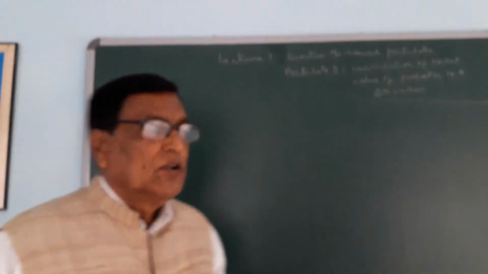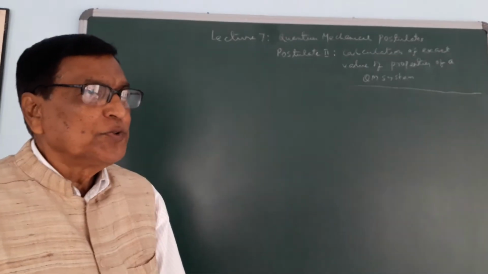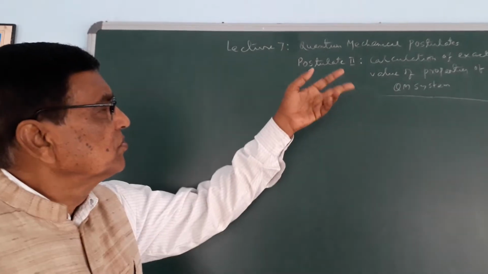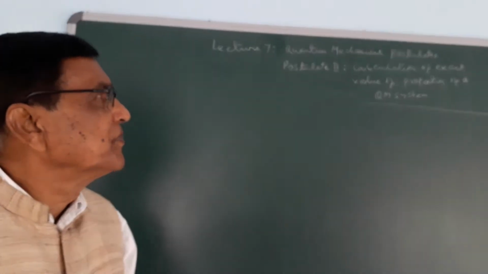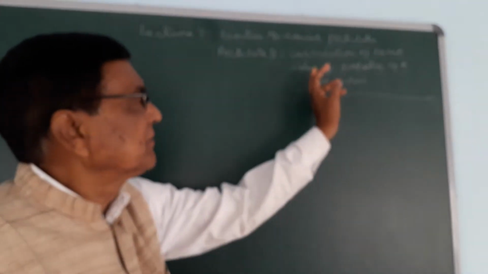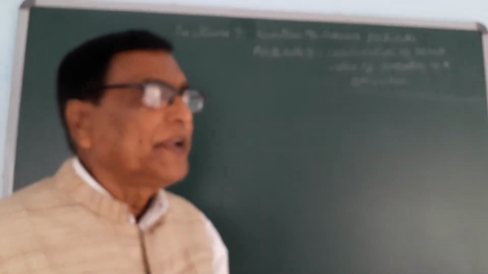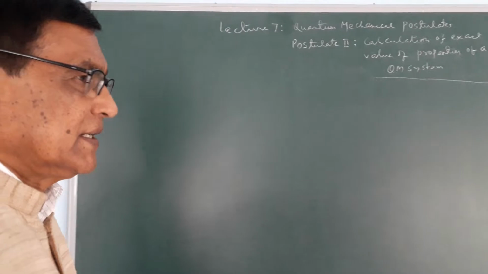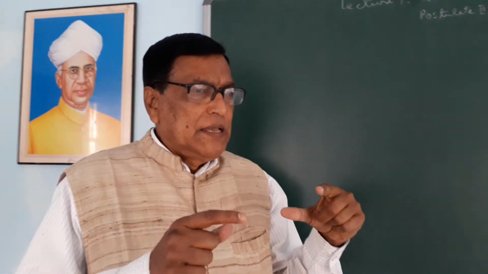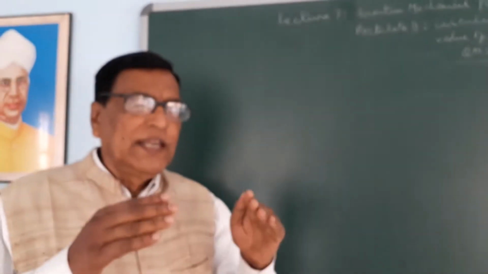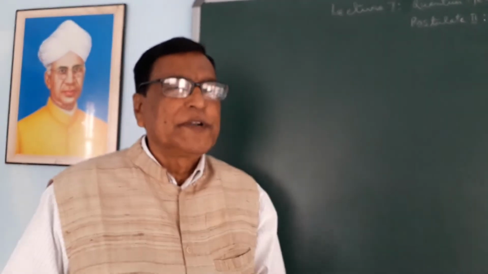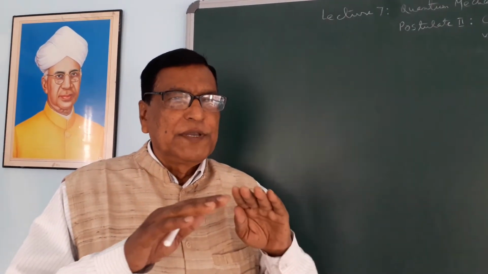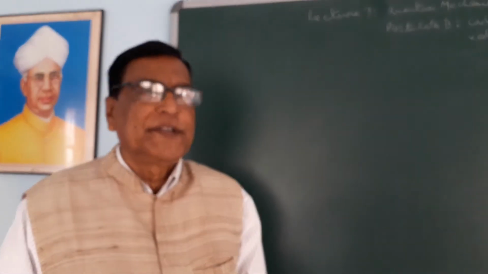In continuation of my lectures on quantum mechanical postulates, today I shall try to explain postulate number 2, which gives the calculation of the exact value of properties of a quantum mechanical system. A system may have some properties which remain constant while a number of measurements is done for that property, and some other properties are also there which become spread in the measured values.